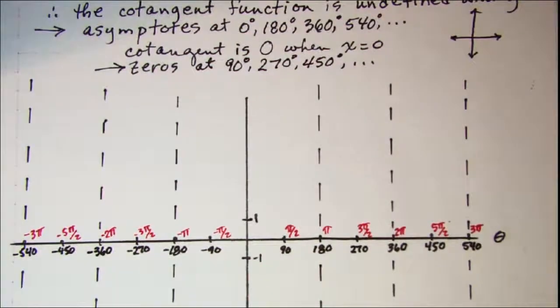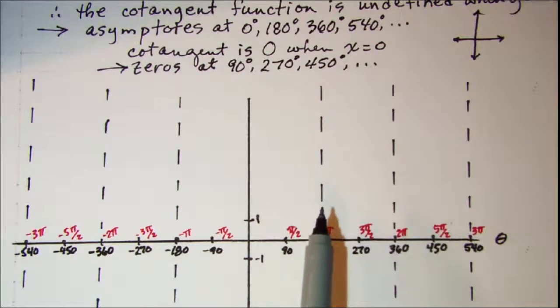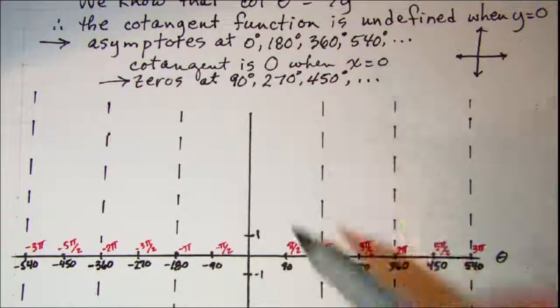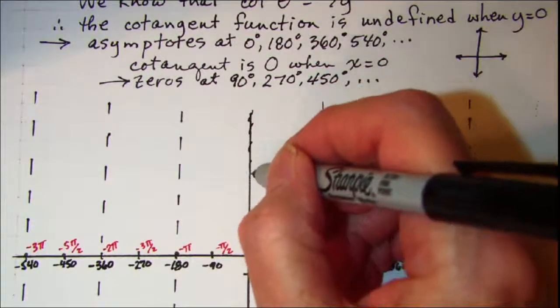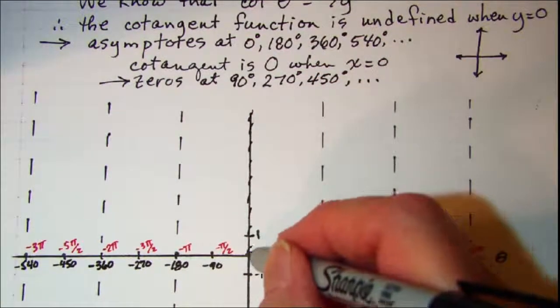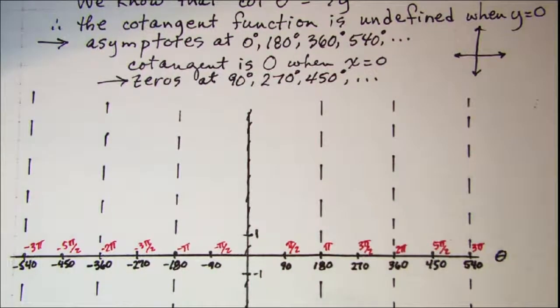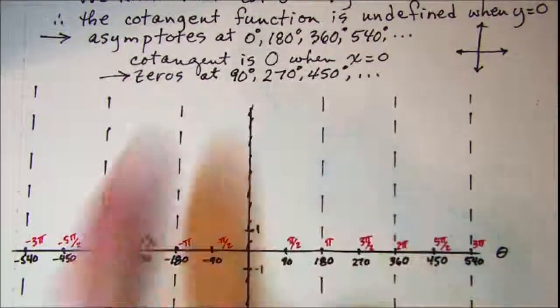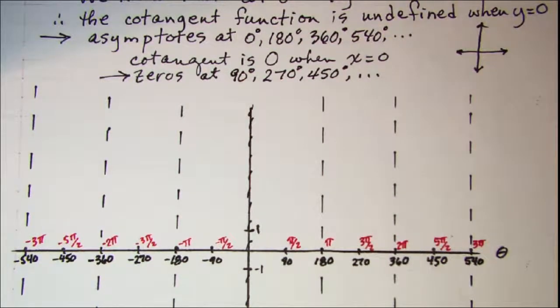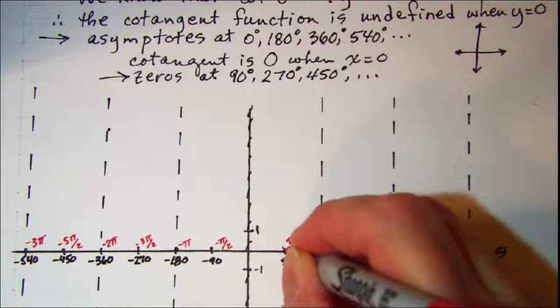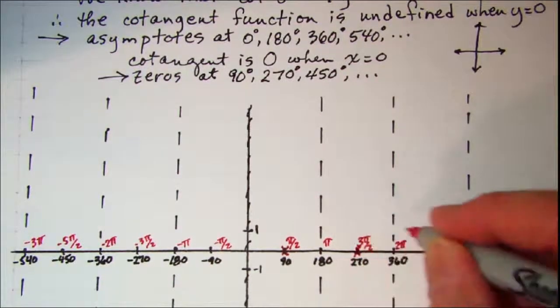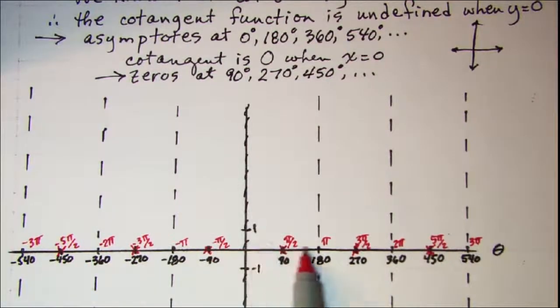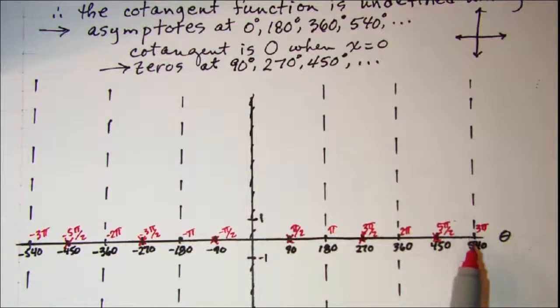I've already drawn my dotted lines for the asymptotes at 0. Let me put this as a dotted line as well. It's hard to see when it's on the axis. We have 0 and 180, 360, 540, and then also to the left. We have zeros at 90, so let me mark the zeros. And I've also noted the radian measures of these angles in case you want to think in terms of radians.